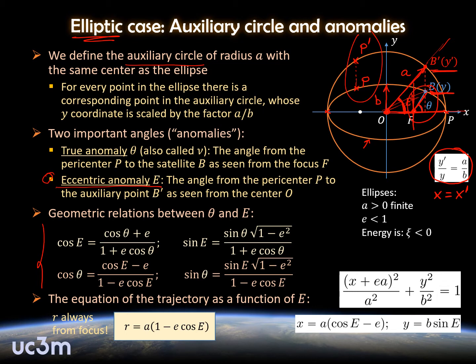Regarding the elliptic case, remember that these values are always satisfied for ellipses. So the semi-major axis is a positive finite number. The eccentricity is smaller than 1, and the energy of the ellipse is smaller than 0. So it's a negative value.